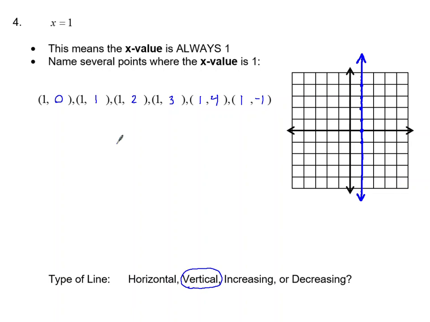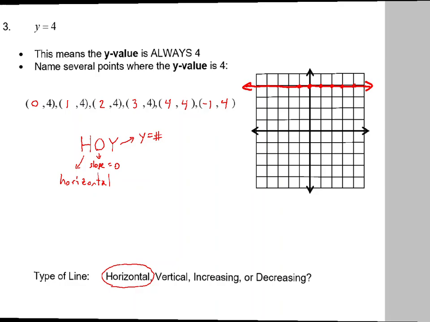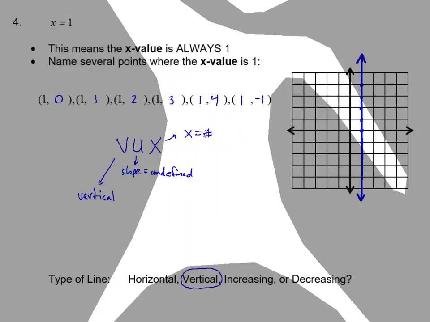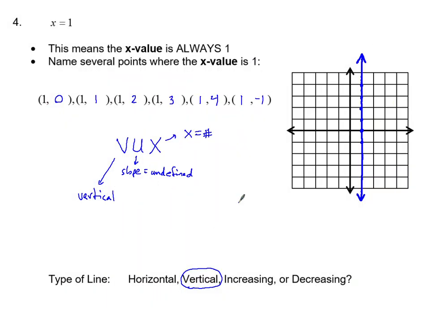For vertical lines, I like to think of VUX. The VUX helps me to remember that the V stands for vertical, that the U, the slope, is undefined. It's an undefined slope. And that the X is our equation, x equals some number. So I've got HOI for my horizontal and VUX for my vertical.